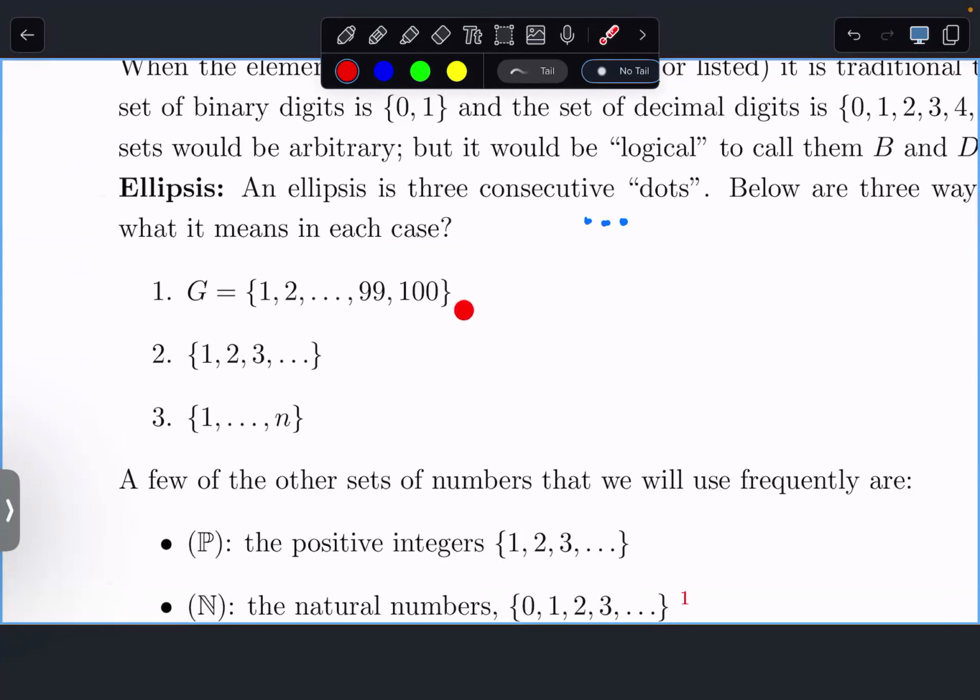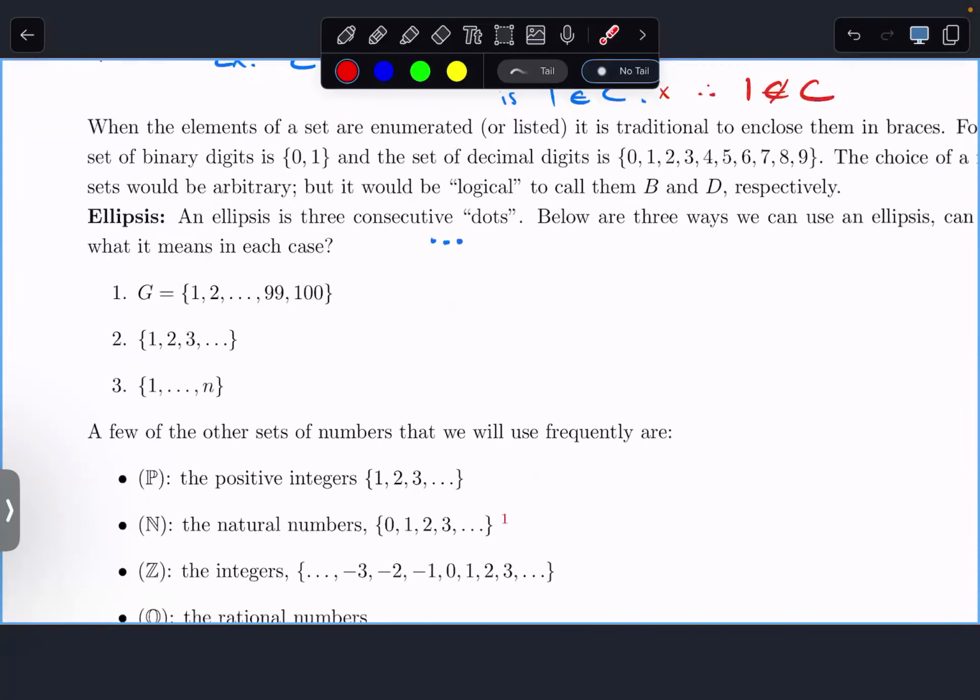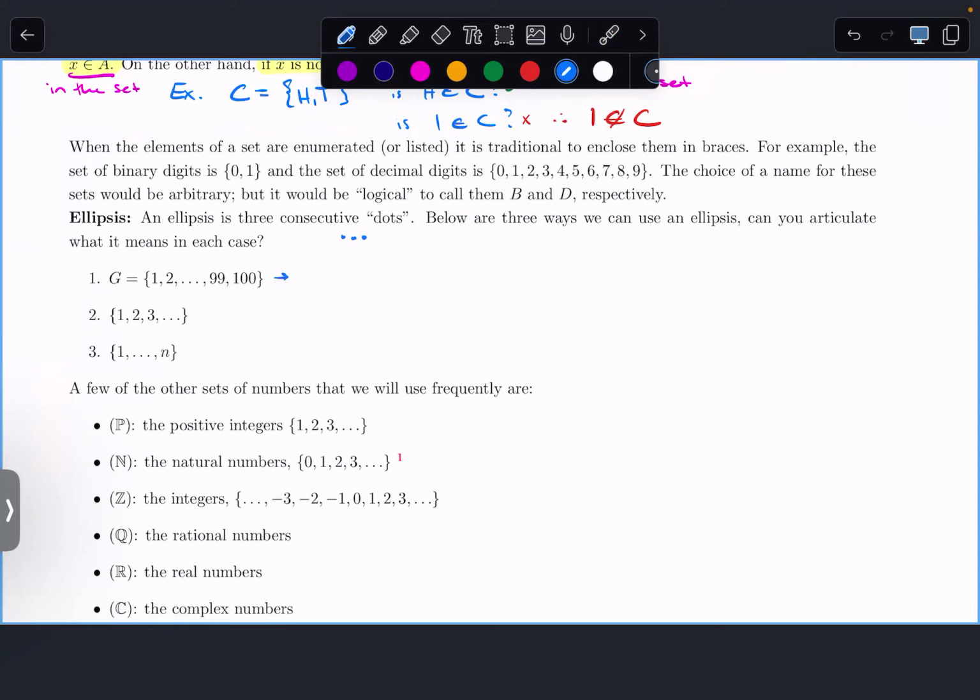In the first case, we understand that the set G has elements 1, 2, all the way through to 100, going up by 1 as the pattern continues. And so here, these ellipses say, okay, it should be obvious at this point what the rest of these numbers are, so I'm not going to list them, but I do need to tell you where they stop. In this case, it is clear what elements are included but not listed.